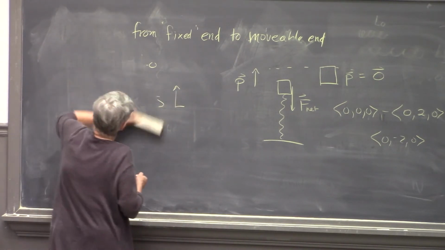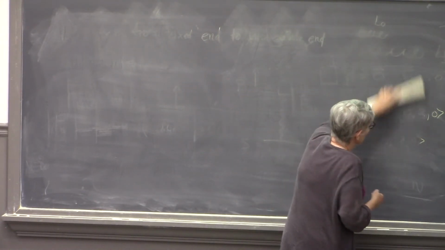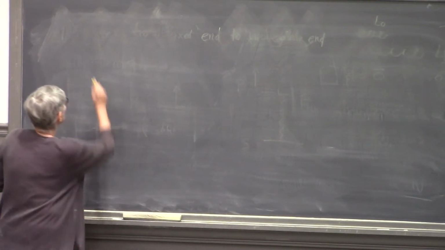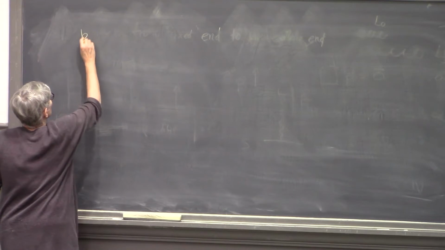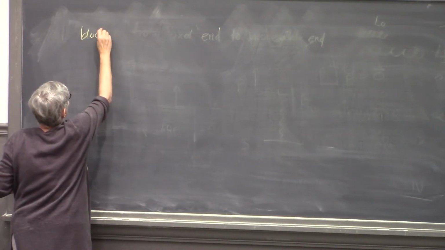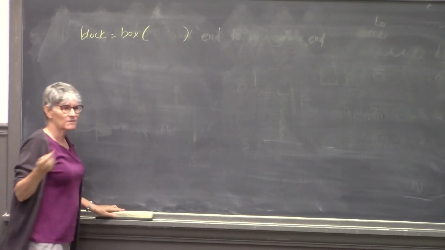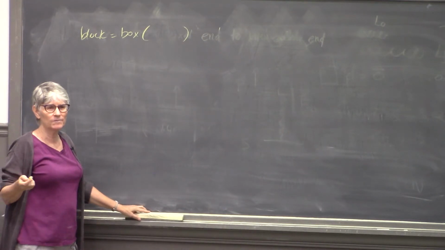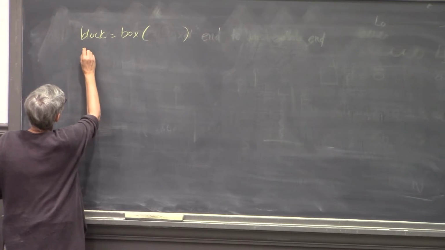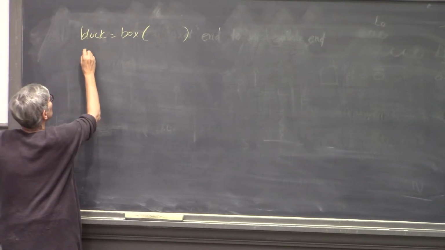So let's just sketch out what this program would look like. So we make some sort of a block, which is a box, and it's got position and stuff like that, right? And we probably want to represent the spring by a helix.